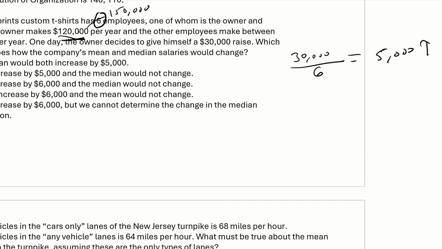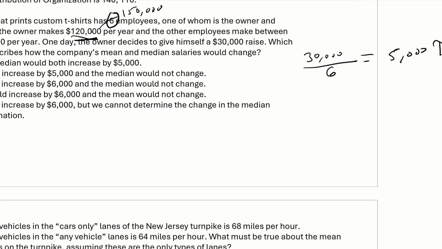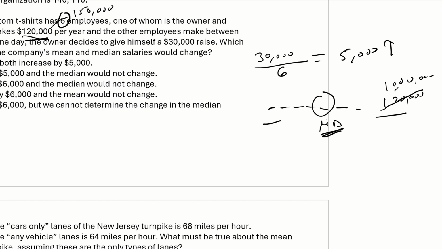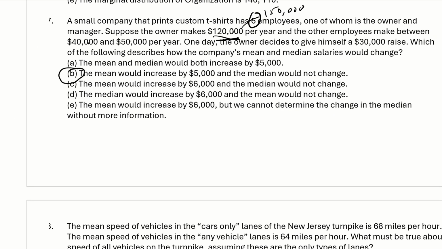However, what happens to the median? Well, because the owner obviously is the outlier, on the right end of the spectrum, 150,000. So let's say we had 120,000 and we had 5 other numbers here. Is that going to really change the middle number? No. If I change that to 1 million, that's still not going to increase my median. My median is still going to be in the middle. So no change to the median, but $5,000 increase to the mean. So the answer's got to be B.